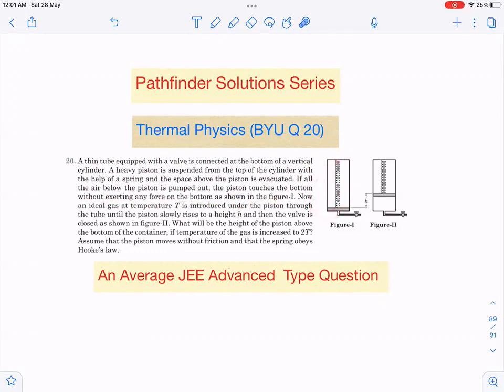Now an ideal gas at temperature T. So now this figure is introduced. When you introduce an ideal gas from this valve, because of pressure, the piston will start rising. It rises to a height h, when the temperature is T, that is given. Now after that, what we have to find out is the height of the piston over the bottom if the temperature becomes 2T. So that's the question. If the temperature is T, the height is h; what will be the height if the temperature becomes 2T?